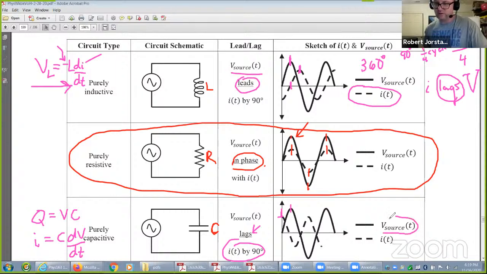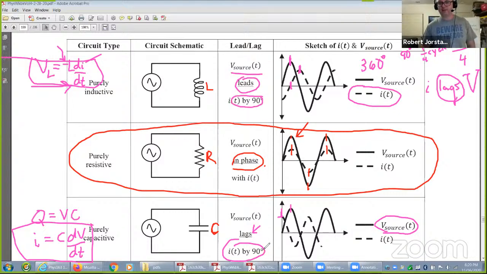The source voltage lags the current, or the current is leading the source voltage. Those are both equivalent ways. So the math here, basically, because you get a derivative, when you take these derivatives, you get a 90 degree phase shift, a 90 degree change in who's leading or lagging. I'm going to pause and see if there's any questions.